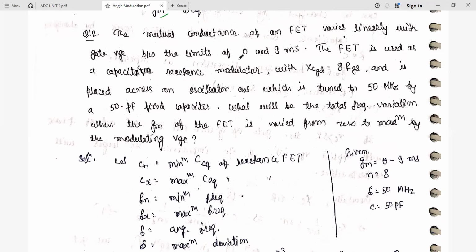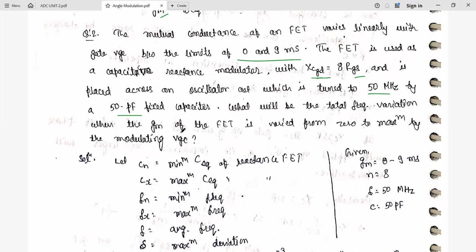Another question: the mutual conductance of a FET varies linearly with the gate voltage between the limits of 0 to 9 millisiemens. The FET is used as a capacitive reactance modulator, with XCGD, that is the capacitive reactance between the gate and drain, equal to 8 times the resistance between gate and source, and it is placed across an oscillator circuit which is tuned to a frequency of 50 megahertz by a 50 picofarad fixed capacitor.